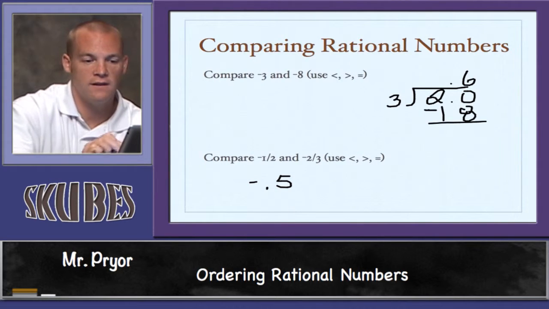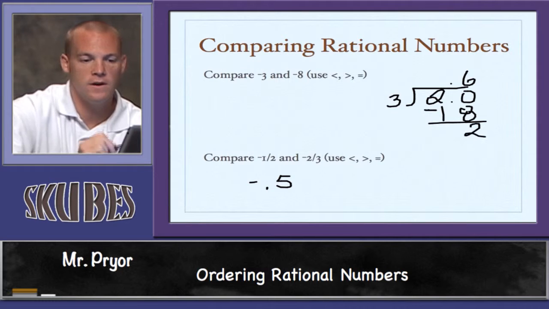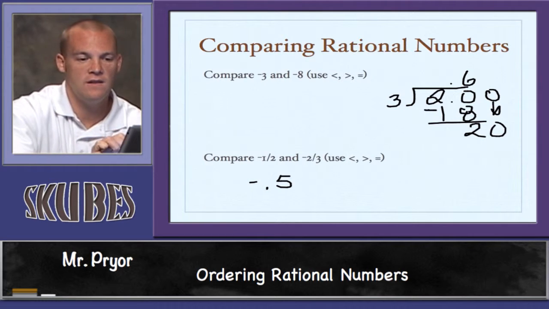Go ahead and subtract there. You see you get 2. 20 minus 18 is 2. We can include one more place value, bring down that 0, and you'll see that we actually are going to get another 6.